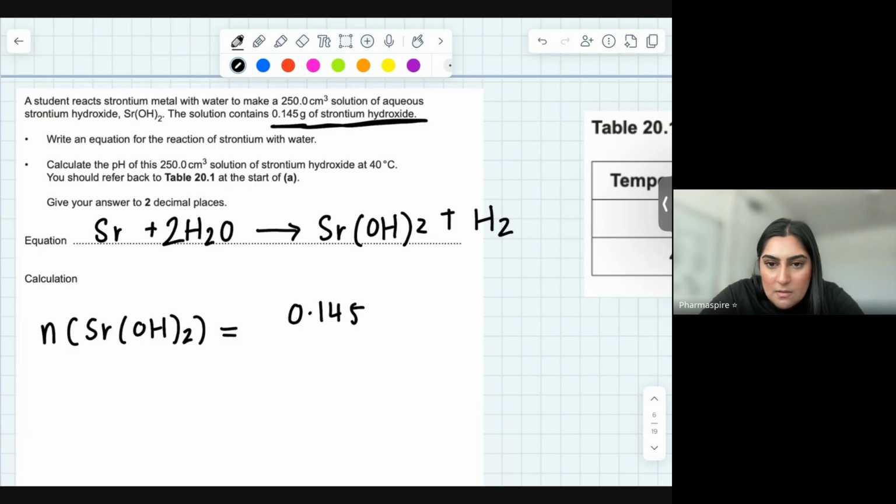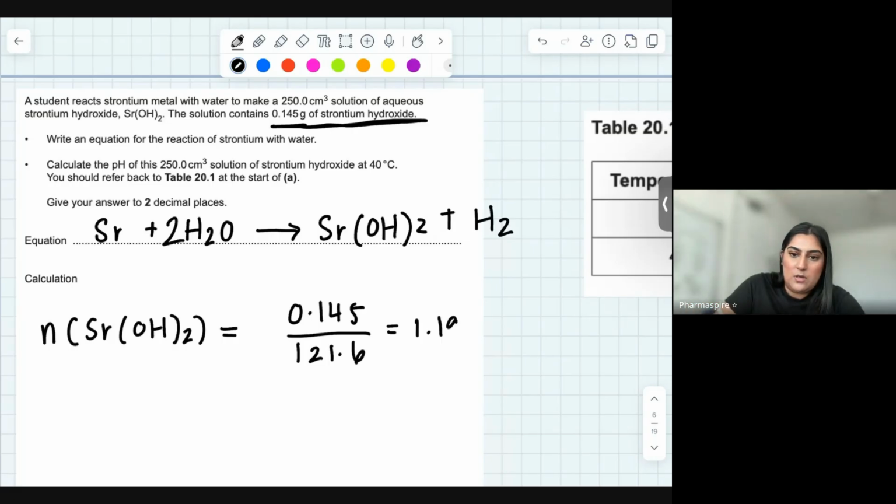88. I think 16. Yeah, cool. So I'm getting 121.6, yeah? Okay, so we get our moles as 1.1924 times 10 to the power minus 3.